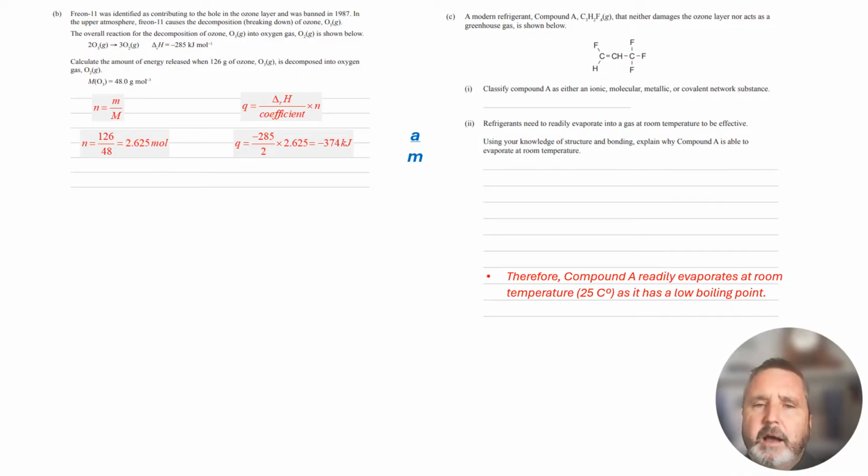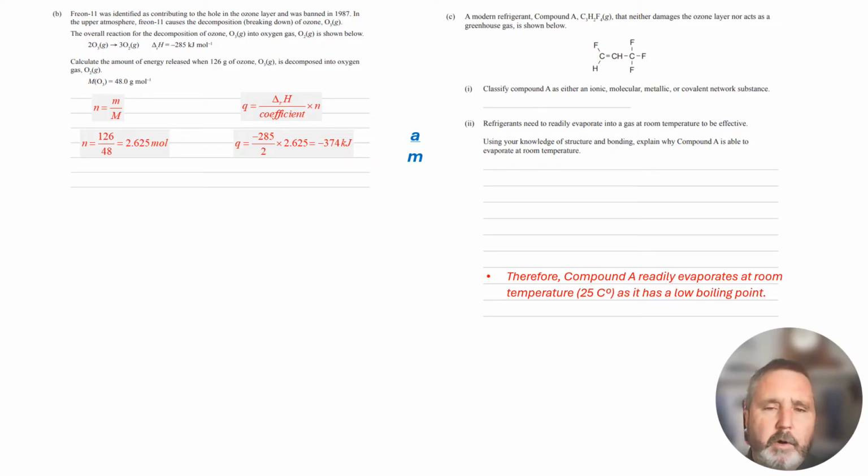So again, they're sticking with this context, this theme. Here is another modern refrigerant, which is also, I guess, a greenhouse gas. Oh no, it says it doesn't act as a greenhouse gas. Well, that's nice. So compound A, we have to identify, is it ionic, molecular, metallic, or covalent?